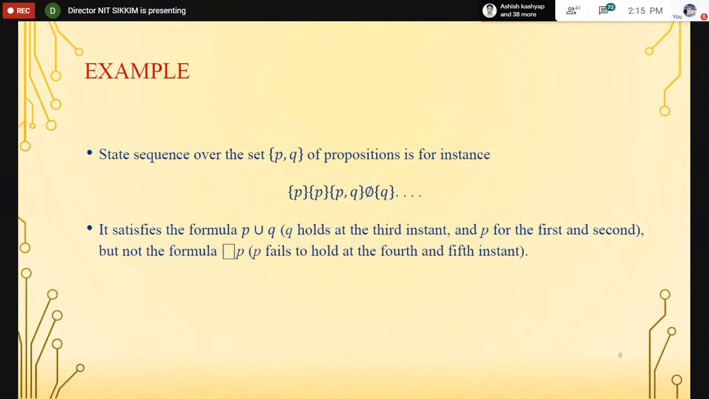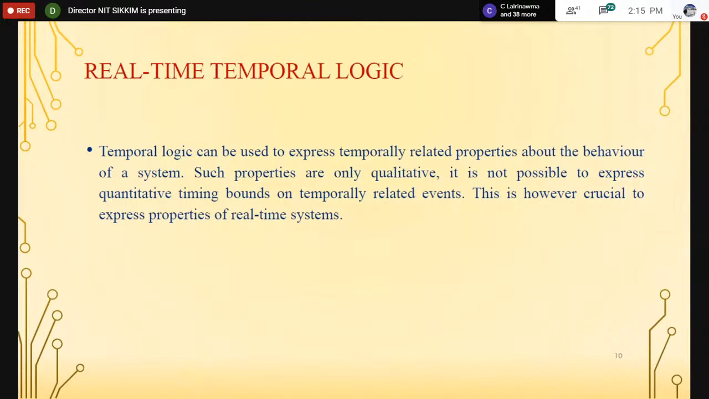And now this is something, a state sequence which you define. So state sequence can be anything depending upon the events in the system. Now we come on to the real-time temporal logic. As I said, the untimed temporal logic does not talk about the timing constraints. Therefore, the finite state automata with which we are familiar does not tell us how the temporal constraints have to be satisfied.